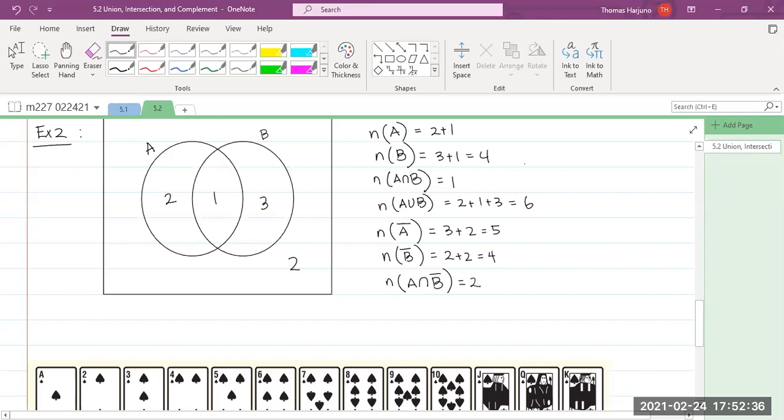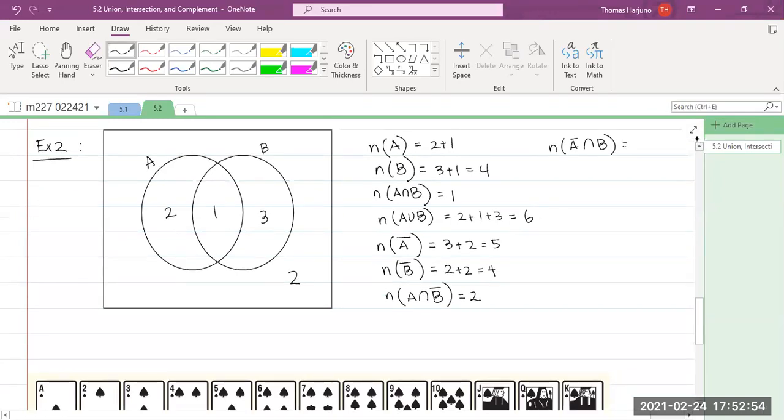How about the number of elements not in A and outside of B? Okay. Not in A, but inside of B. 5. No, 6. Outside of A and at the same time inside of B. This is the region outside of A, but inside of B. 3. There are 3 of them.